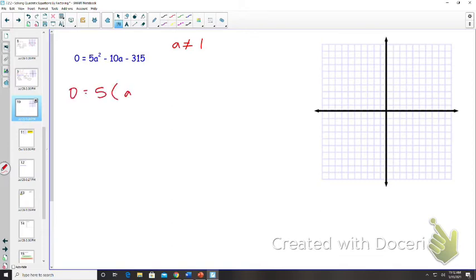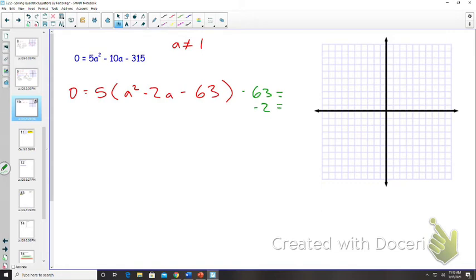If we do that, we'll have a squared minus 2a, and 315 divided by 5 is... Let me check that, because 5 goes into 100 20 times. 20, 40, 60 plus 3, so 63. Nice. Now, at this point, we need to ask ourselves, what will give us a product of negative 63 and a sum of negative 2?